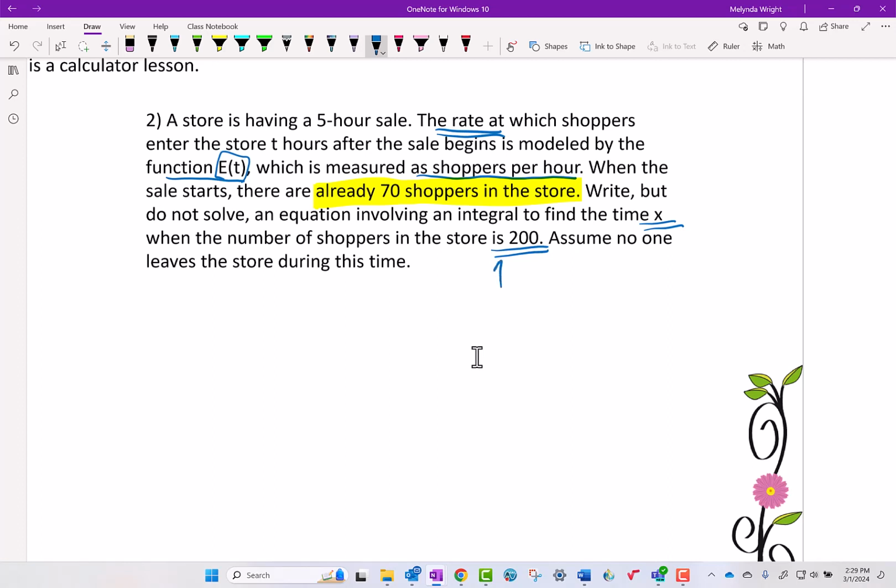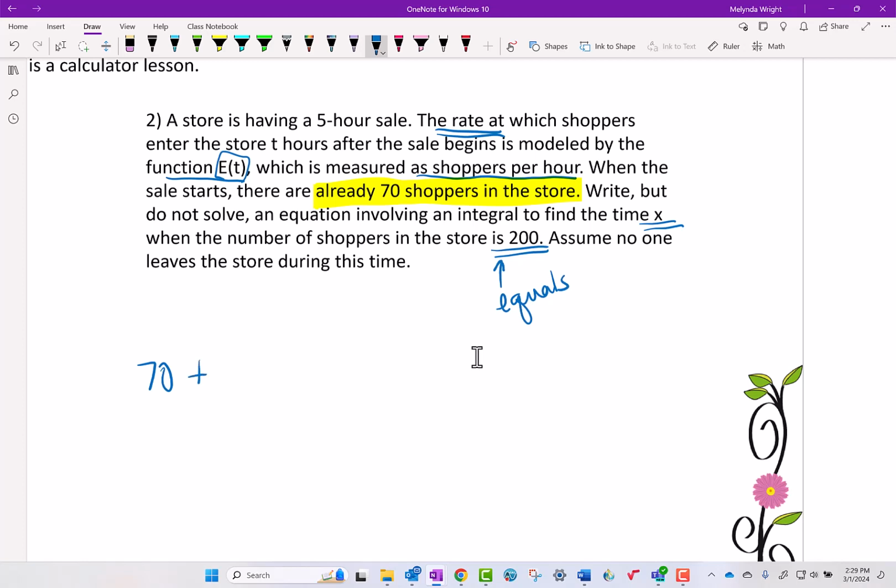"Is 200" means, we know from our experience with word problems, that means equals. So apparently I'm supposed to say something with an integral equals 200. And we're going to assume that nobody leaves the store. So we're starting with 70 shoppers, and this is the rate that they're entering. If I integrate the rate they're entering, I will get the number of people entering. We okay with that?